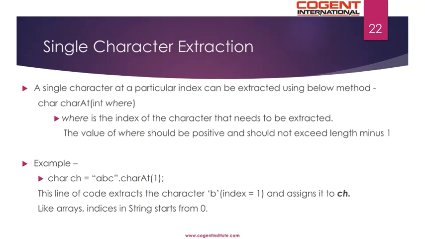An example: we have the literal ABC on which the charAt method is applied and the index is passed as 1. So the expectation is the character at index 1 will be extracted. This line of code extracts the character B, which is at index 1, and assigns it to ch of type char. Like arrays, indices in a string start from 0, as we have seen previously.